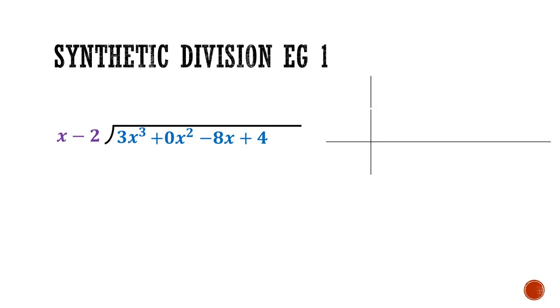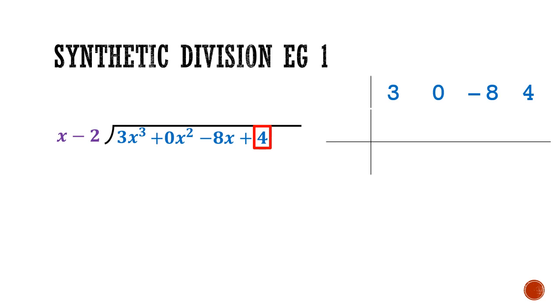So in the first row, I'm going to transcribe the coefficients of the dividend in the same order. So we have 3, 0, -8, and 4. Do remember the very important 0 that represents 0x². And you can see that each column represents terms of different powers. So we have 3 representing 3x³ on the left, with 4 on the right representing the constant 4.